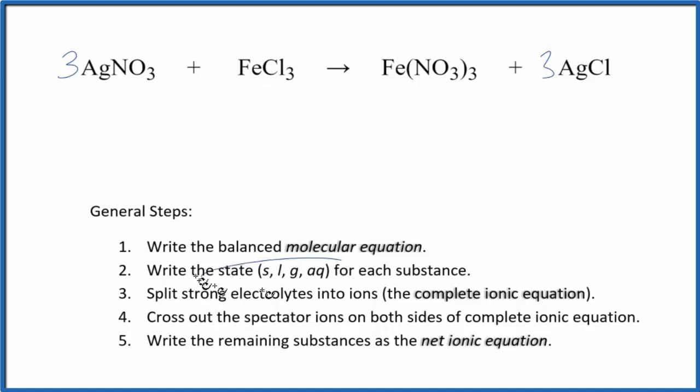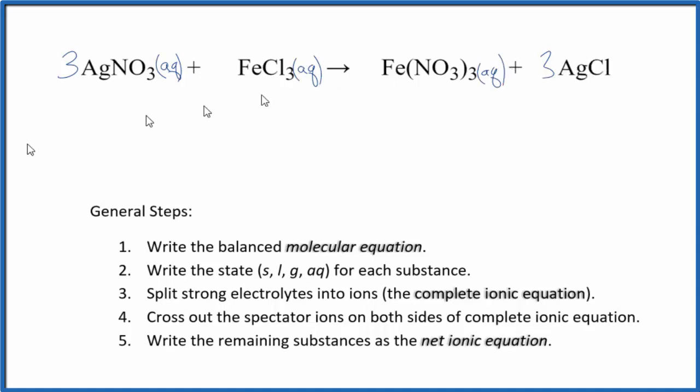Now I can write the states for each substance. If you know your solubility rules, silver nitrate. Nitrates are very soluble, right? AQ. That means this is going to dissolve. It's going to split apart into its ions in water, dissociate. Chlorides, very soluble, AQ. Another nitrate, AQ.